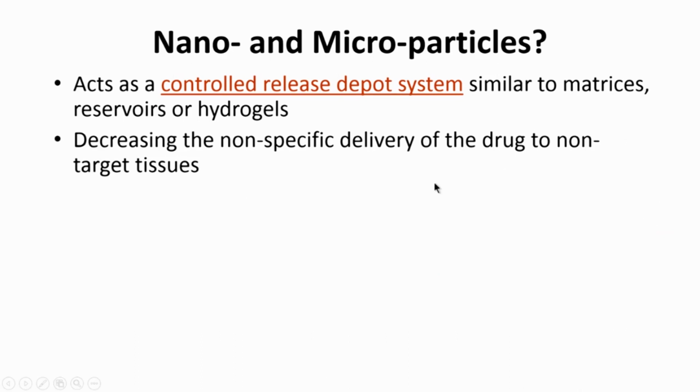So this also allows you to decrease the non-specific delivery of the drug to non-target tissues. Earlier, let us say if I want to deliver something to my brain, I can't really put a device in my brain because the brain is a very sensitive organ and I do not want to damage it. So maybe I was putting it under my skin somewhere and then hoping that the drug will come out from this and diffuse and go into the brain.